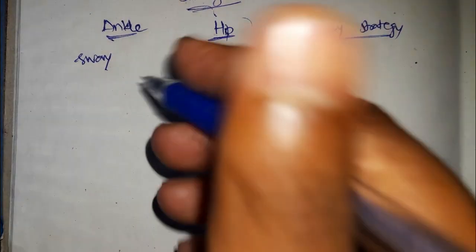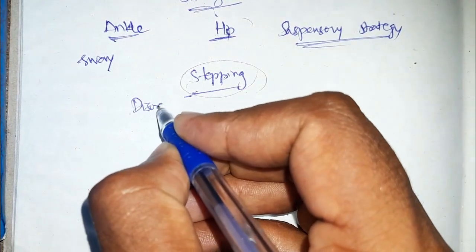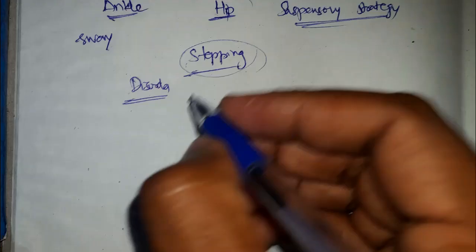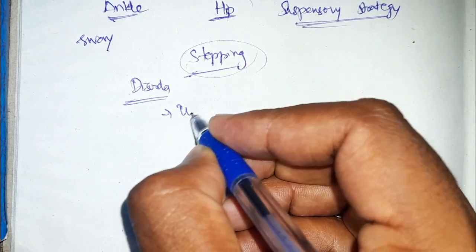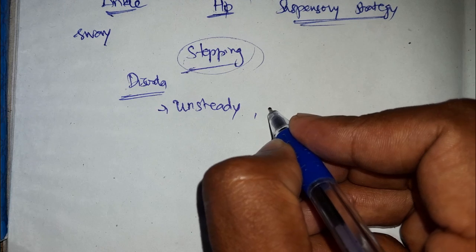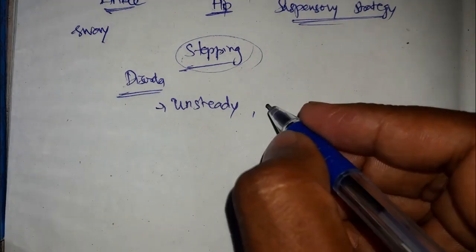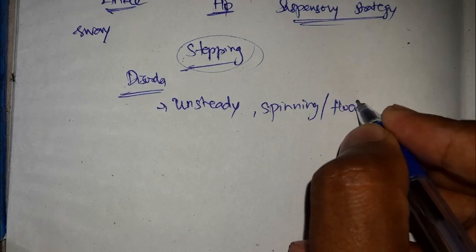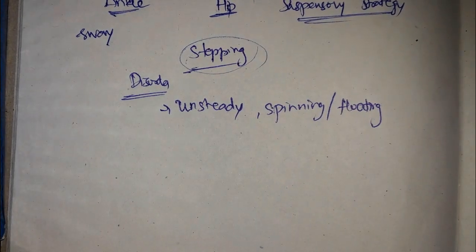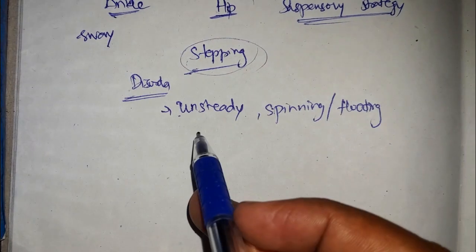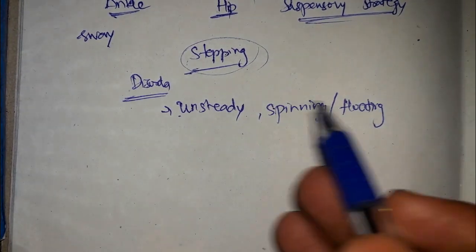What is a balance disorder? A balance disorder is a disturbance that causes an individual to feel unsteady, or to have a sensation of movement, spinning, or floating. So this is a balance disorder: any disturbance that causes the person to be unsteady or feel any abnormal sensation.